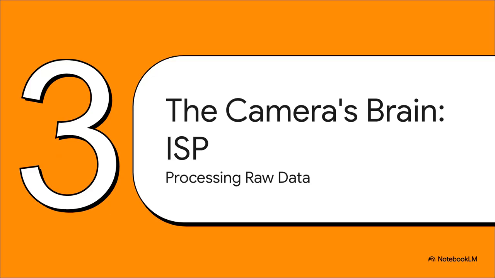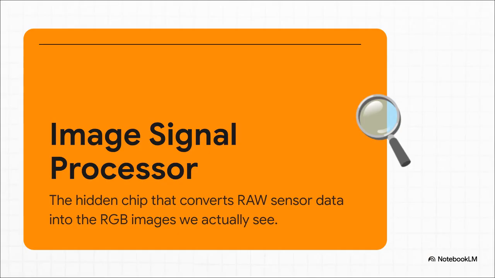Which leads us perfectly into part 3, the camera's brain, the ISP. Meet the Image Signal Processor, or the ISP. This is the hidden, unsung hero of a chip that actually takes all that raw, scrambled sensor data and turns it into the gorgeous RGB images we see on our screens. You can really think of the ISP as a lightning-fast, microscopic photo editor living inside your phone. It decides everything, from how much texture survives in the dark shadows to making sure your skin tones look natural.